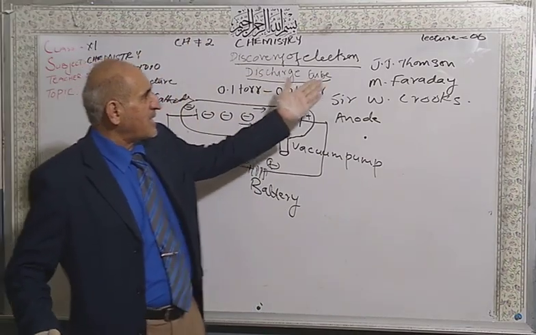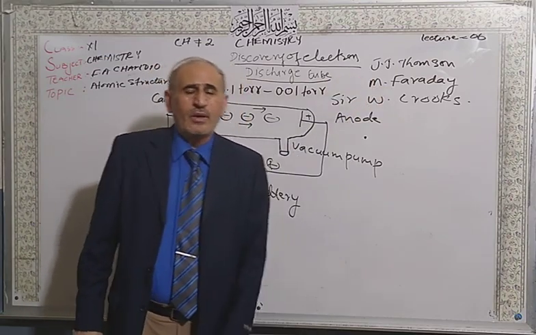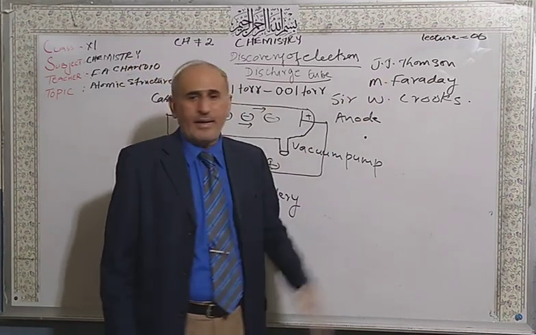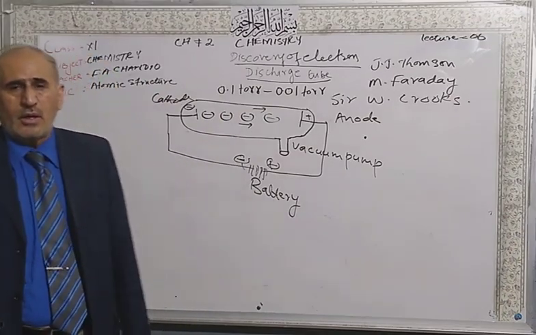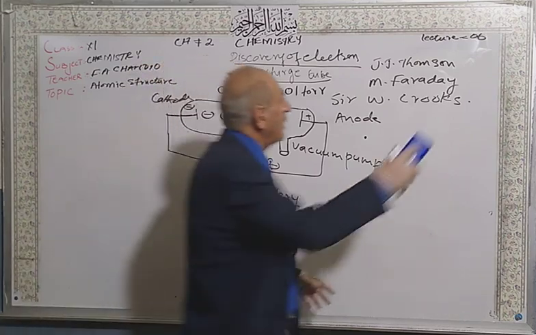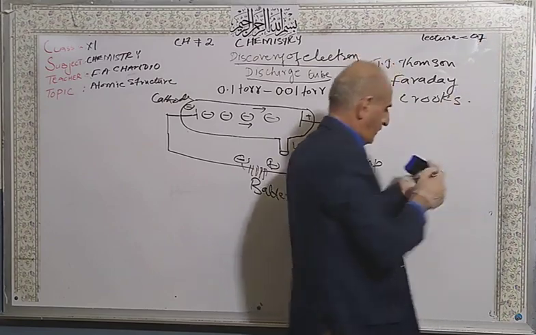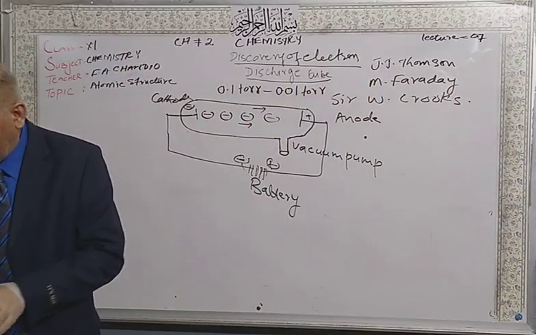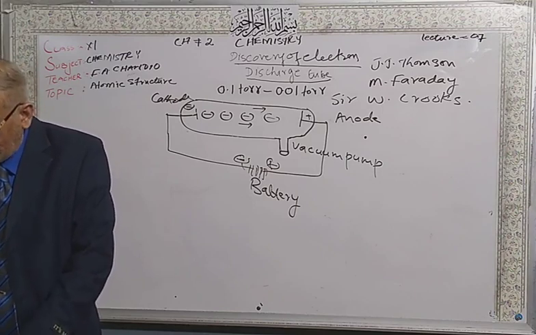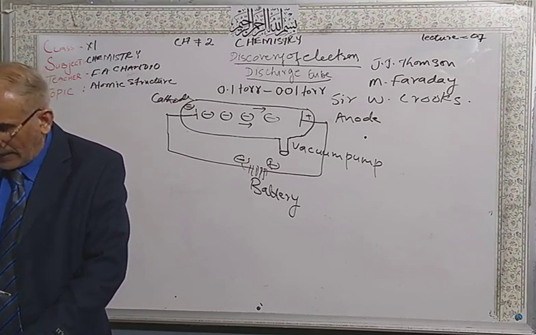These three scientists, J.J. Thomson, Michael Faraday, and Sir William Crookes, did the experiment and succeeded in discovering the electron. This is the experiment, students. You can see it in your book, and this is the same one. High voltage is applied.